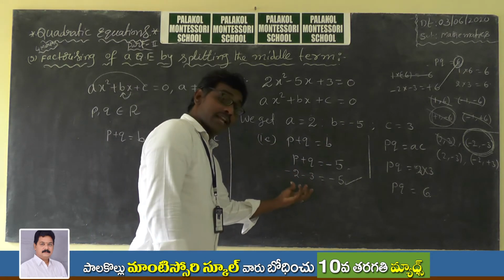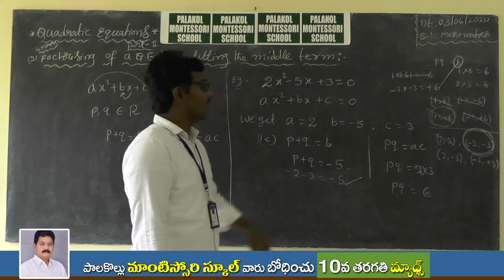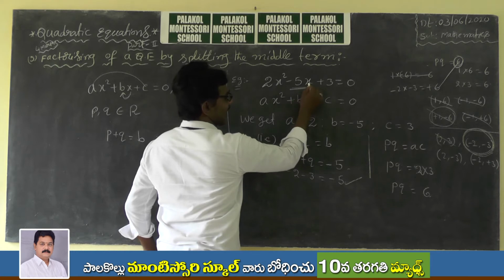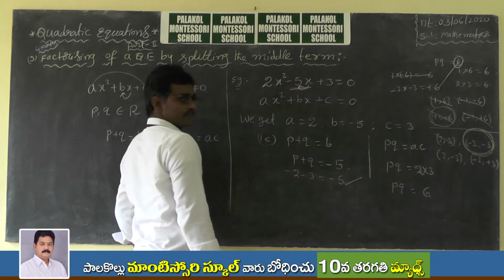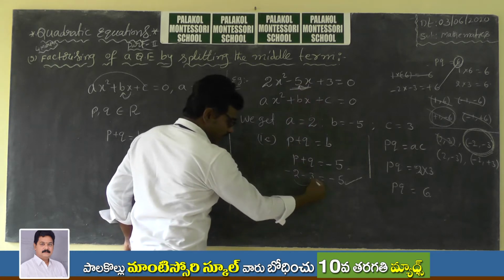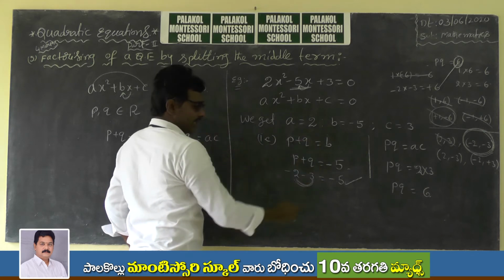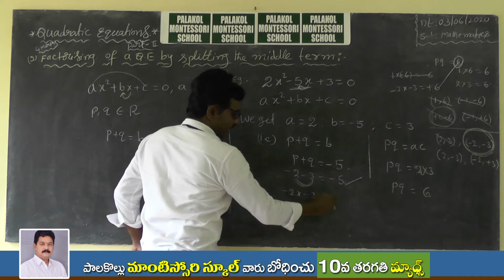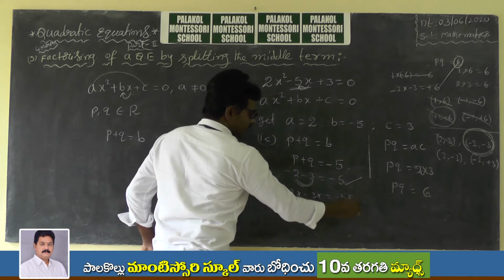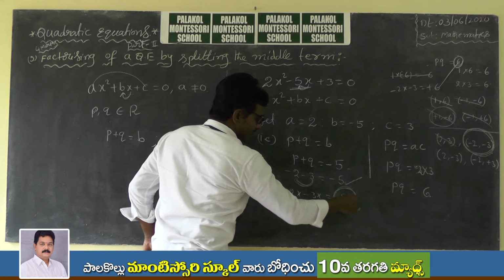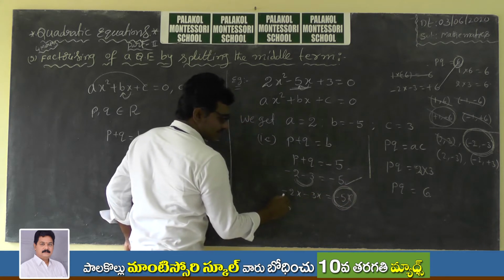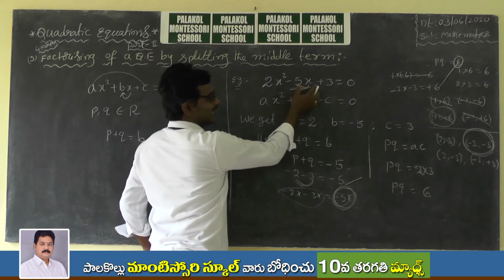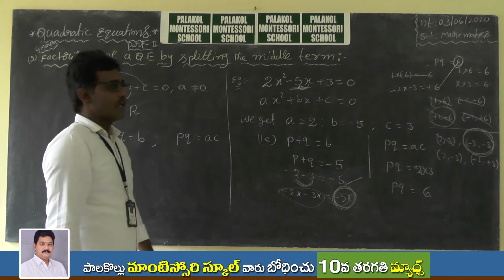How to write these two terms in the middle? What is the middle term here? Minus 5x. It's an x combination term. That's why this one is also written in the x combination. Minus 2x minus 3x. You write it as minus 5x. So in place of minus 5x you write minus 2x and minus 3x. That means split the middle term.